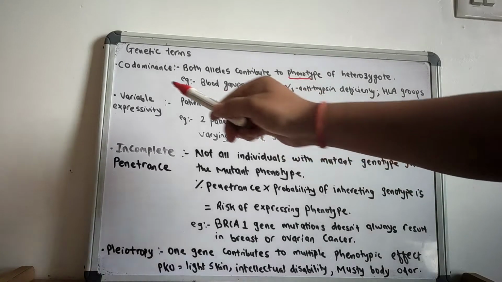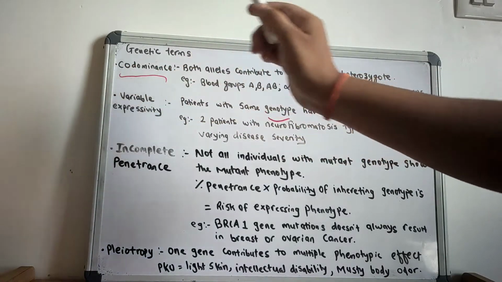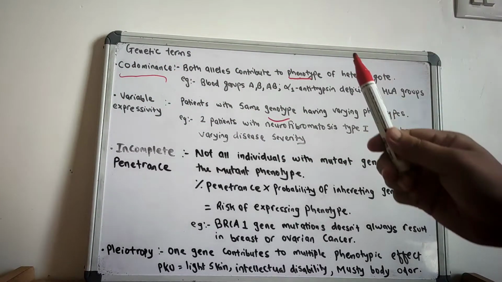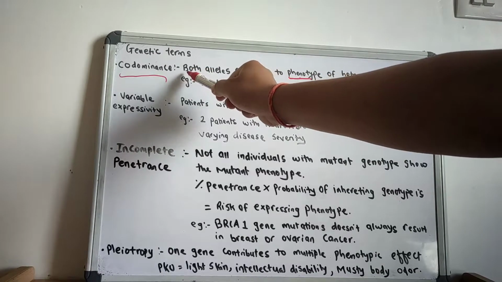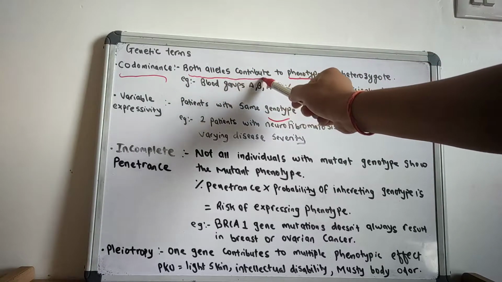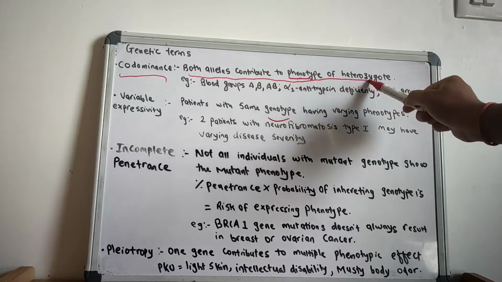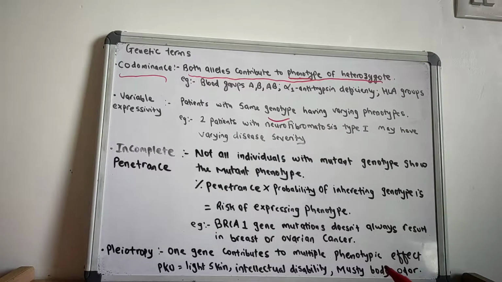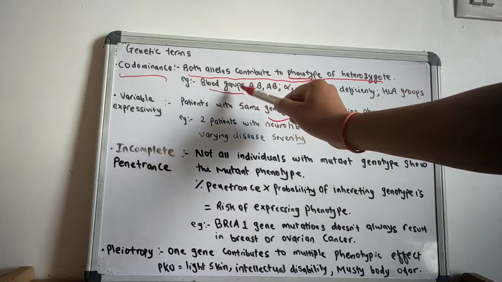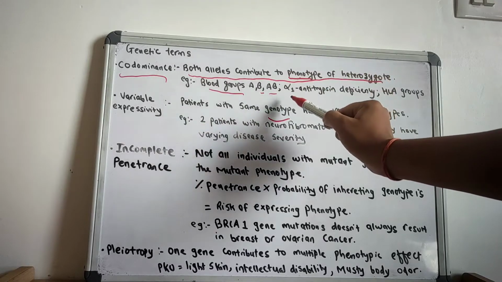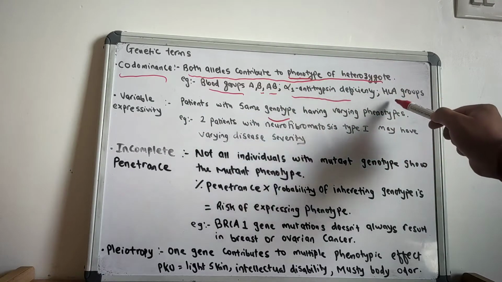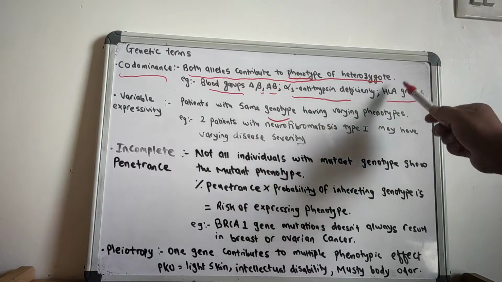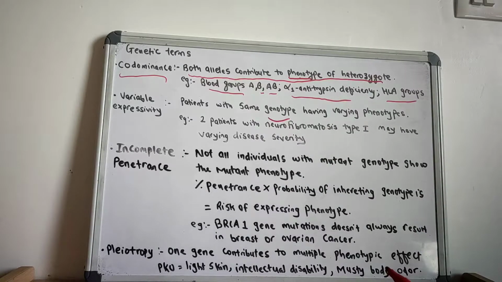First is codominance. In codominance, both alleles contribute to the phenotype of the heterozygote. For example, the blood groups A, B, AB, alpha-1 antitrypsin deficiency, and, for USMLE, the human leukocyte antigen groups.